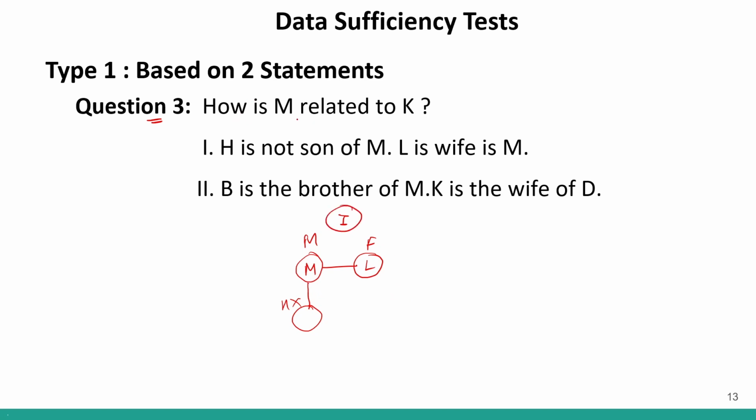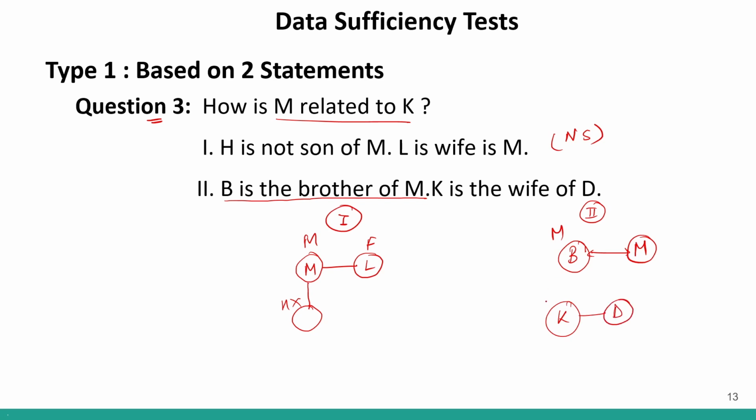Is it enough to answer the question how M is related to K? No. So this is insufficient, correct? This is insufficient, or I can write not sufficient. Coming to statement number 2. Statement number 2 says that B is the brother of M. So with the help of the second statement, we know that B is the brother of M. So this is male, correct? And it is given to us that K is the wife of D. So another relation is given to us, that K is the wife of D. K and D are related like this.